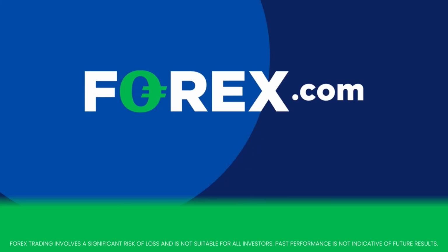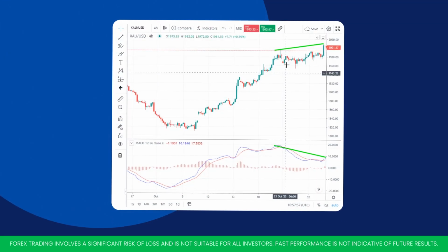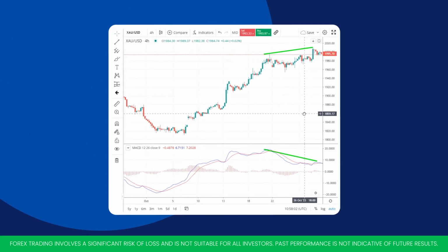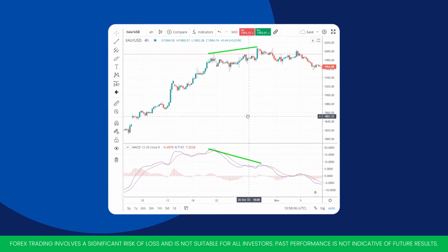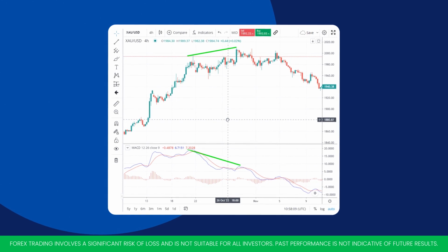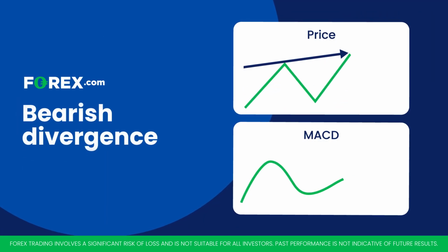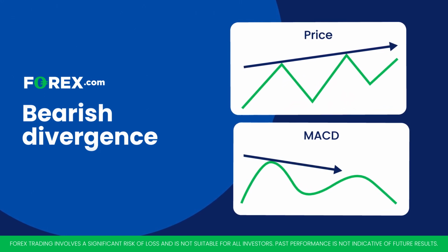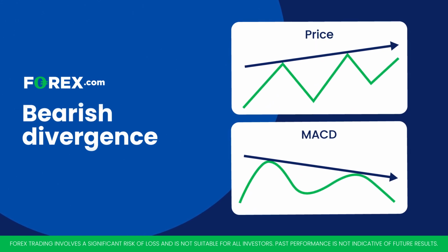In this video, we'll be covering how to use the MACD indicator to help understand when a move in price may be losing momentum. MACD divergence, in essence, is when the MACD is disagreeing with price, suggesting that a trend is losing momentum. So, if a price is in an uptrend, as price is making higher highs, if the MACD is making lower highs, then this is referred to as bearish divergence.